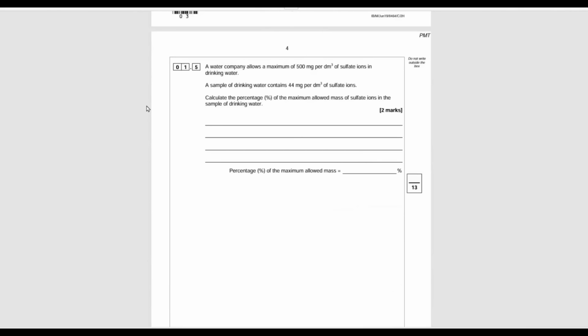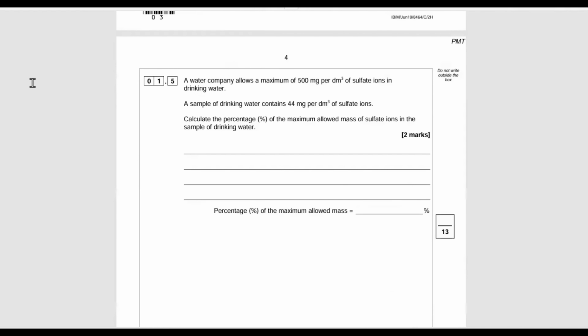Oh my gosh, the question that never ends. 1.5, a water company allows a maximum of 500 milligrams per decimeter of sulfate ions in drinking water. A sample of drinking water contains 44 milligrams per decimeter of sulfate ions. Calculate the percentage of the maximum allowed mass of sulfate ions in the sample of drinking water. So what is the percentage of this, of this? It sounds harder than it actually is.